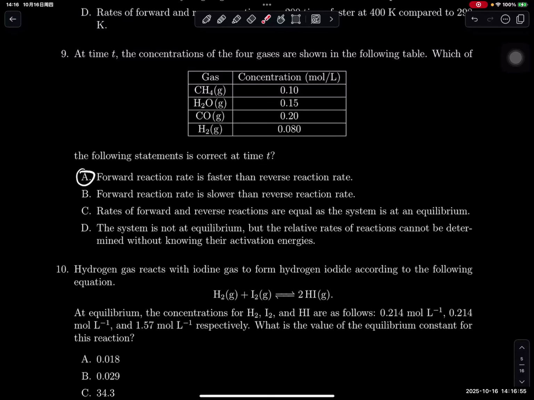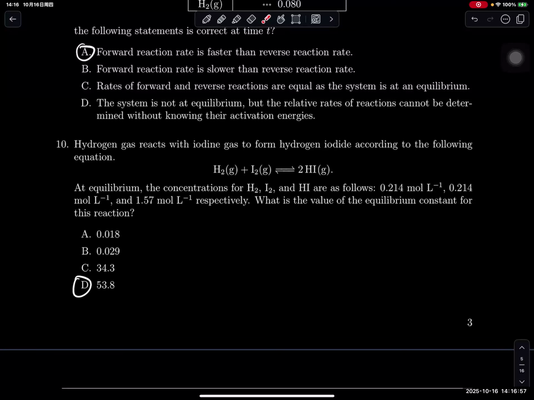Okay. Question 10. Hydrogen gas reacts with iodine gas to form hydrogen iodide. At equilibrium, the concentrations are as follows. What is the value of the equilibrium constant? This is pretty much a substitution of values.